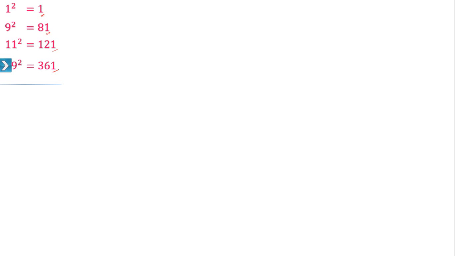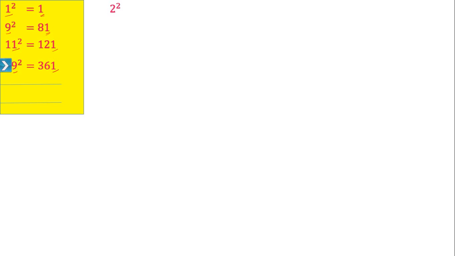Now write the next two square numbers which end with 1. Observe here, the digit in the units place of a number is 1 and 9. If the digit in the units place is 1 or 9, then the square number ends with 1. Write two more examples of square numbers which end with 1.